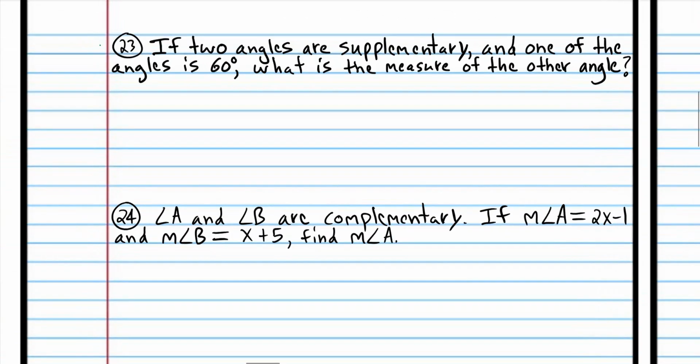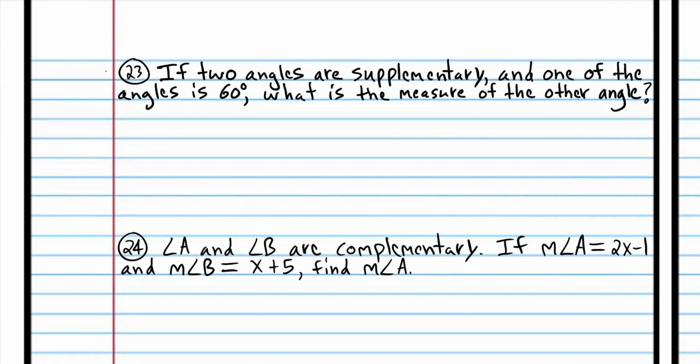All right, we're back. If two angles are supplementary and one of the angles is 60 degrees, what is the measure of the other angle? Well, again, if they're supplementary, then that means the measures add up to 180. We know one angle is 60, so you really don't even need to show the work here.